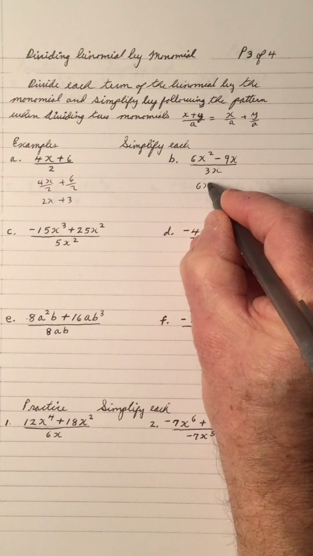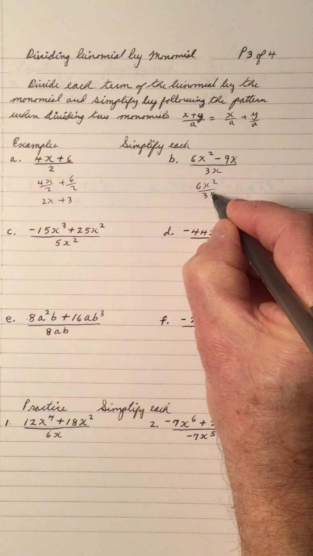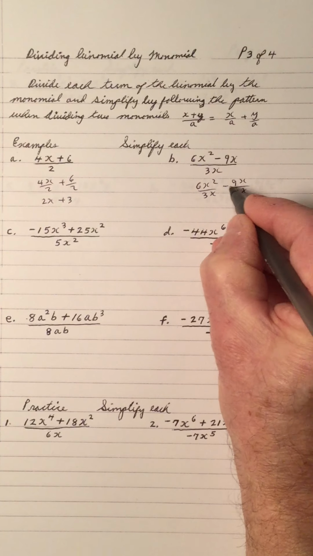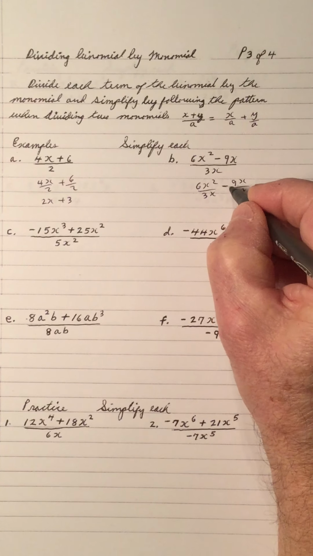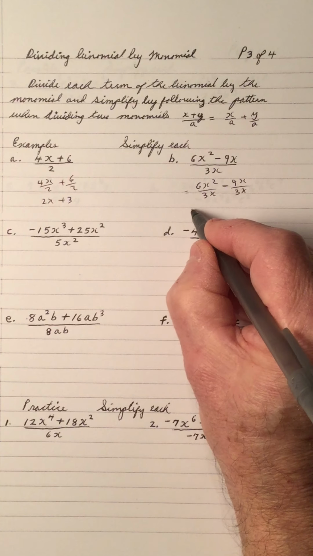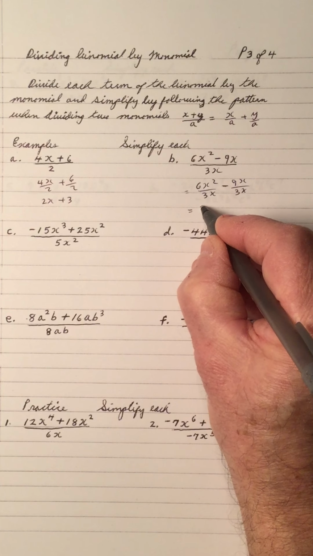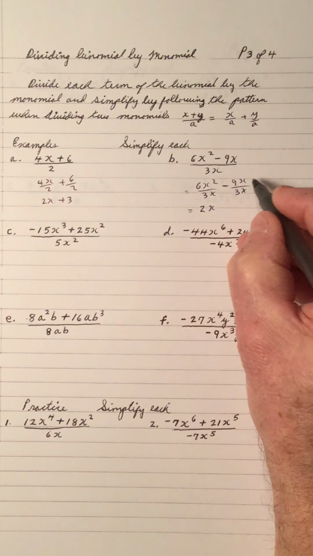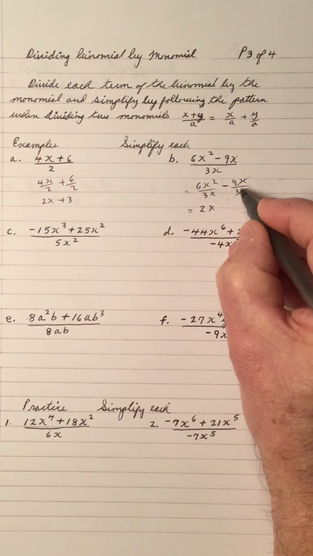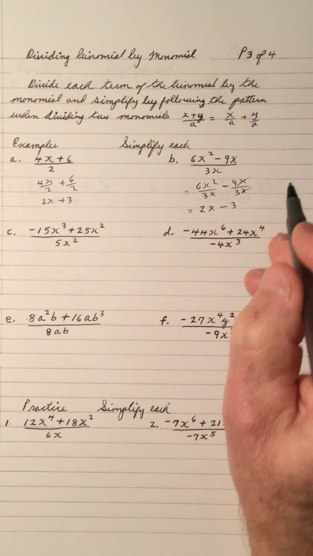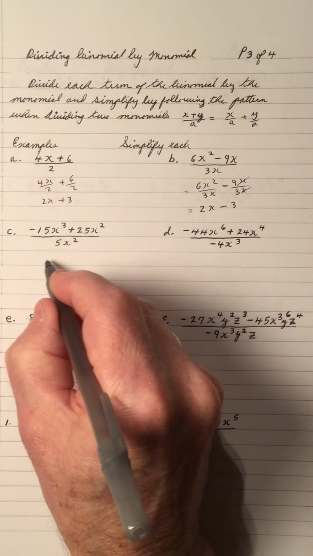So the 6x squared divided by 3x, subtract 9x divided by 3x. Now I could add the opposite if I want. So when I divide here, 6 divided by 3 is 2. x squared divided by x is x. 2x minus 3. The x's cancel because they're the same, so that's a negative 3. Notice the denominator is divided into both of them.